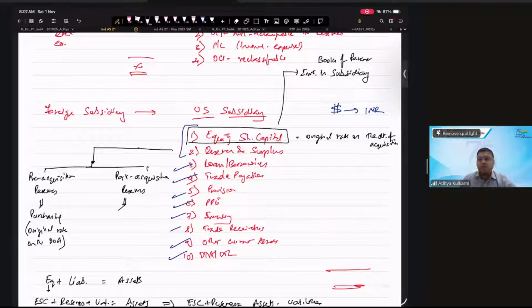Post-acquisition reserves, are you purchasing them or are you earning them? You are earning them. So when you are earning, which rate will you use to convert? For income and expense, which rate are you taking? Average rate. So post-acquisition reserve is nothing but income minus expense after acquisition. Yes or no? So they will also be converted using average rate. These are earned reserves.